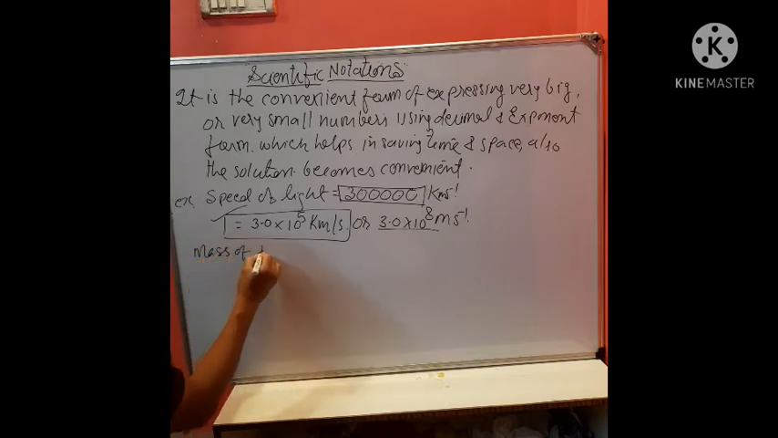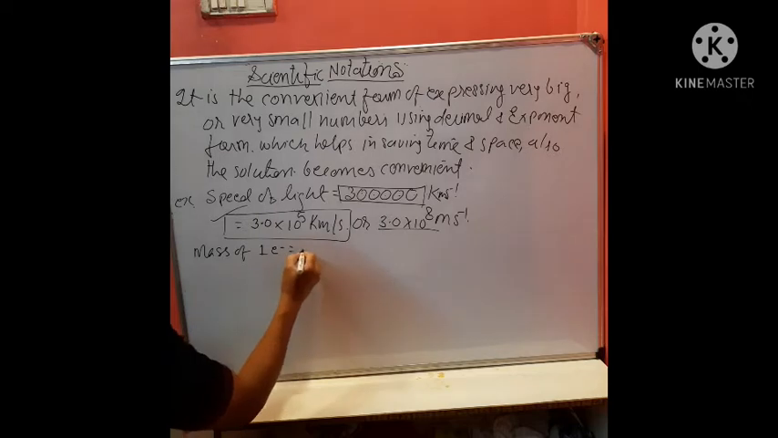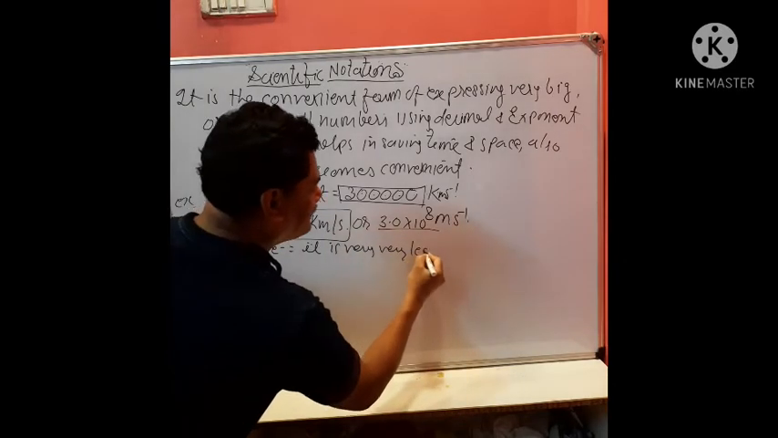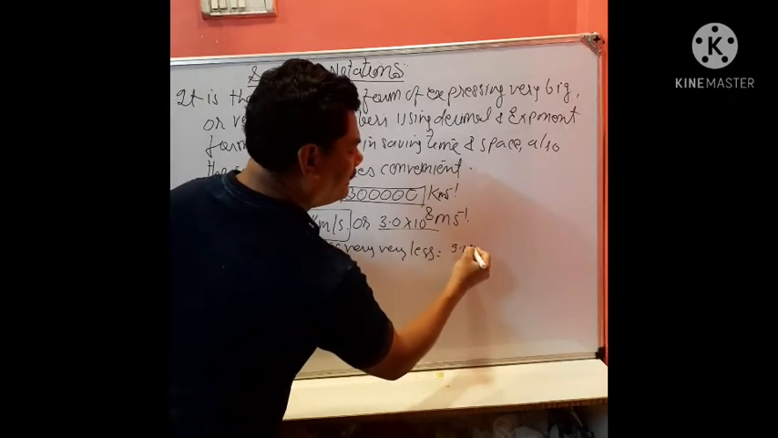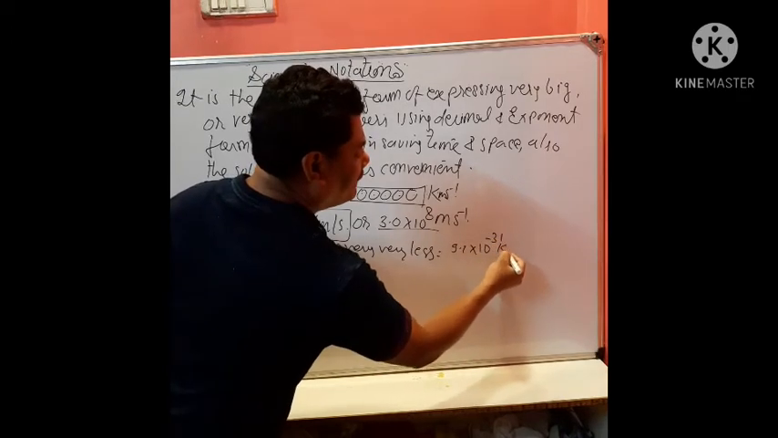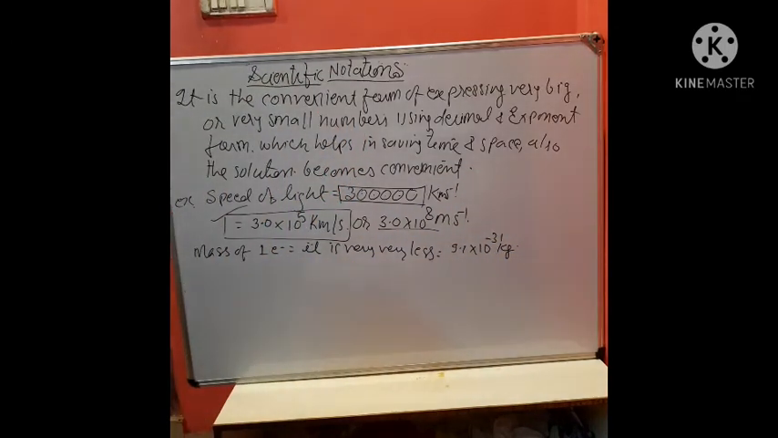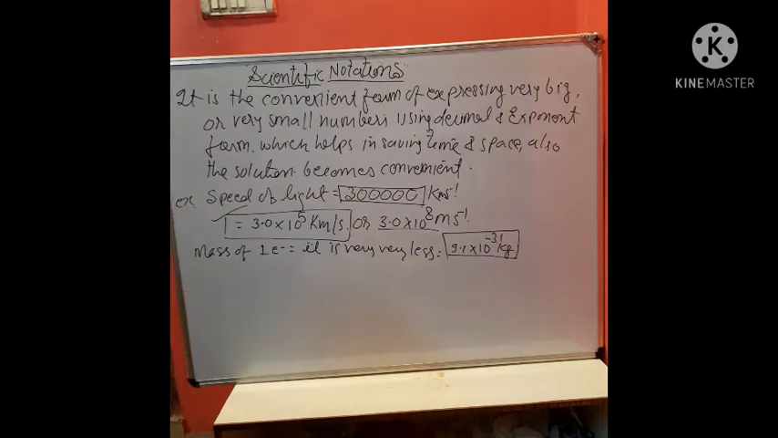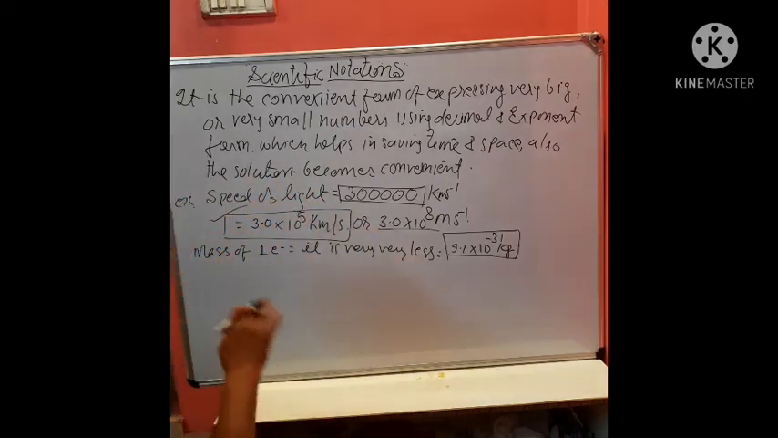Mass of one electron. It is very small. What is it? 9.1 into 10 to power minus 31 kilogram. So if we express it in this form, then it becomes convenient. Otherwise, you start writing the 0s up to 31 places after the decimal. So it will take a large time, and it will occupy more space. Therefore, we are using scientific notation.